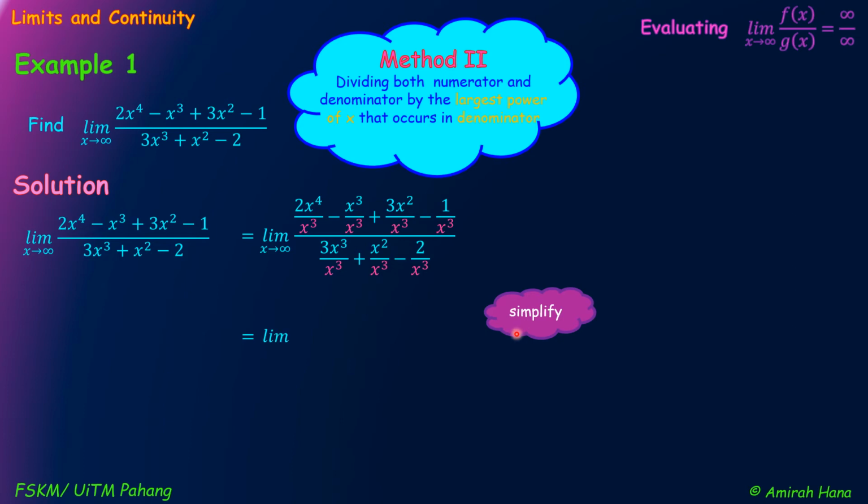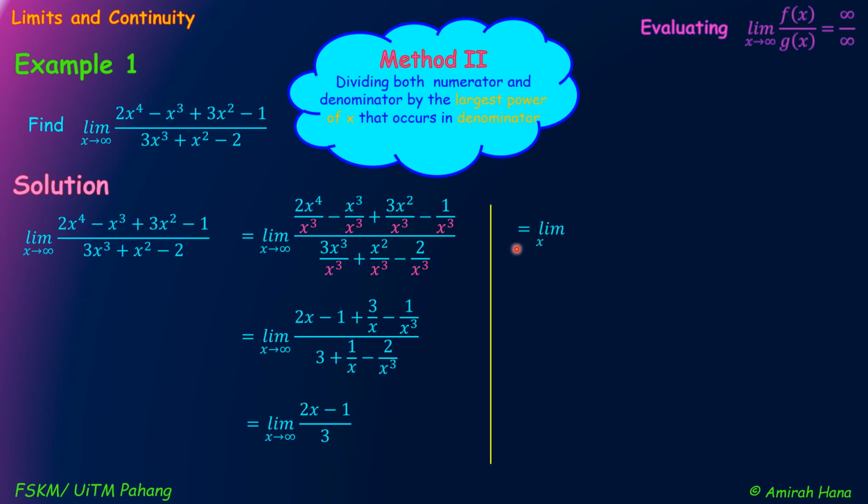After that, we simplify, so we get the limit as x approaches infinity of x minus 1 plus 3 over x minus 1 over x cubed, over 3 plus 1 over x minus 2 over x cubed. For these terms, they will approach 0. So we will get the limit as x approaches infinity of x over 3 minus 1 over 3.